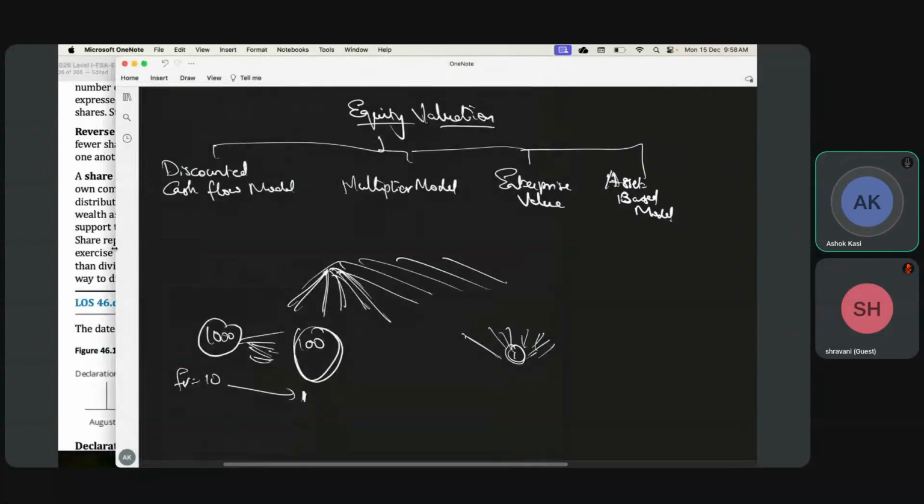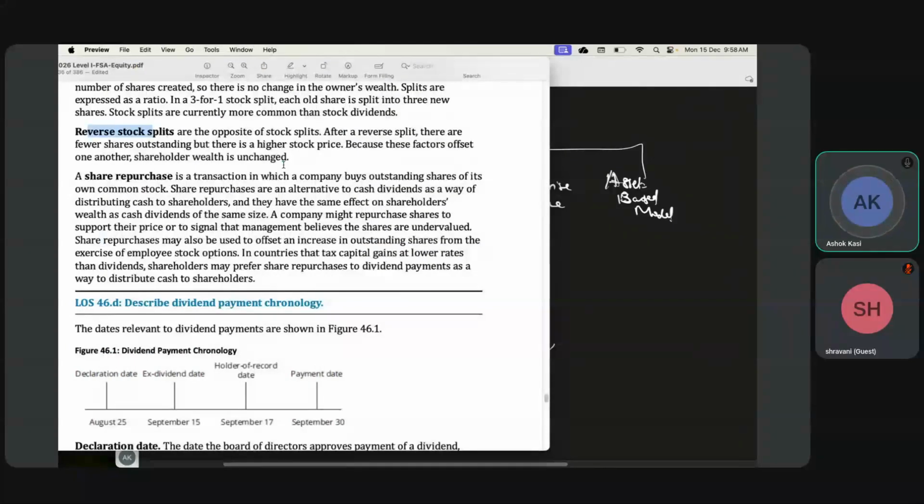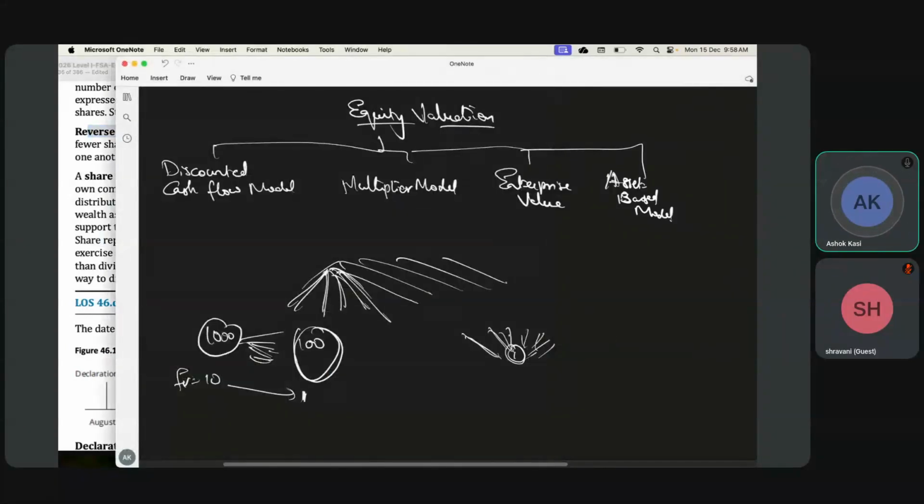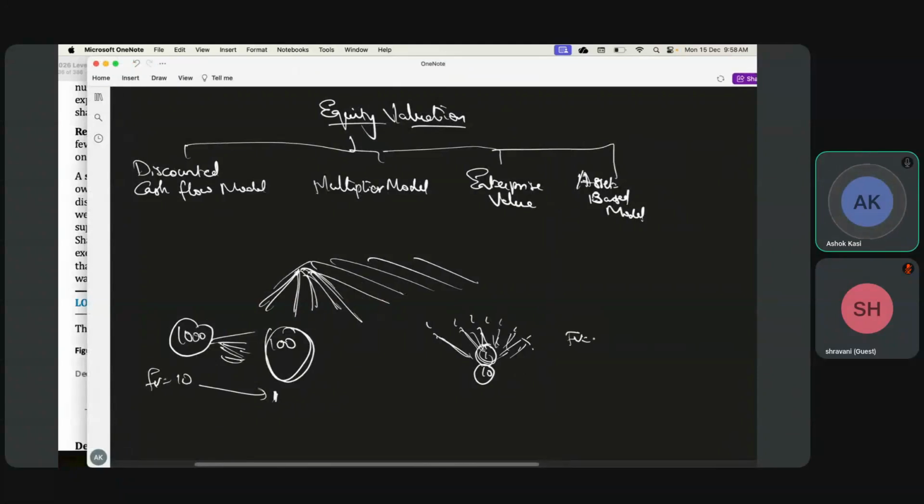So here, reverse stock split means what? Multiple stocks will be clubbed. So each stock valued 1 rupee, 10 stocks are there. They will be clubbed into one and it will become 10 rupees. Okay, that is reverse stock split. So earlier the face value was 1 rupee. Now the face value will become 10 rupees. So it is the opposite of stock split.